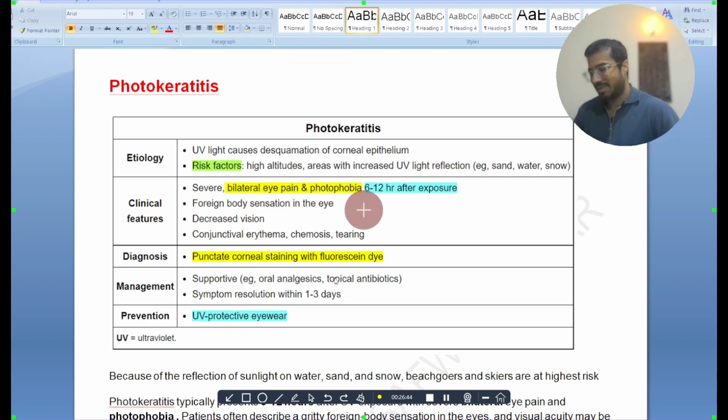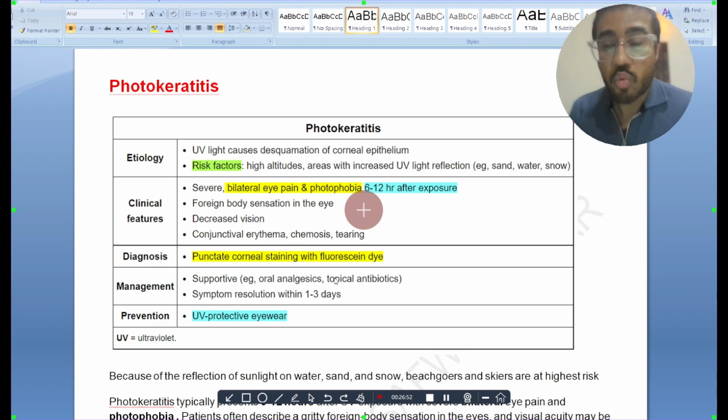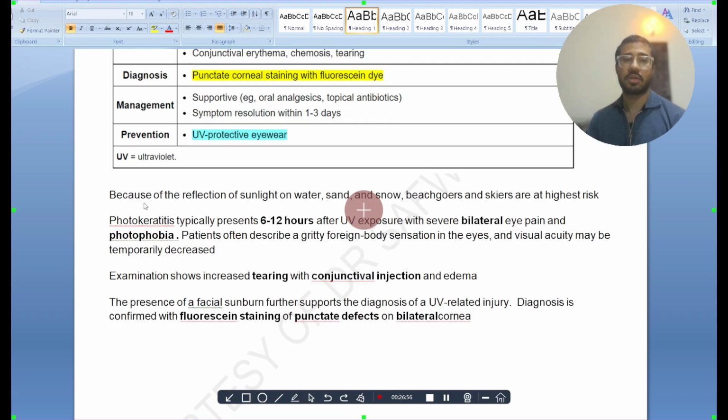If you have rest, that's going to be the answer. If you have none of these and you have pain management, that's going to be the answer. And if they ask you what could have been done, that's going to be UV protective eyewear. Now let's just give it a quick read before.